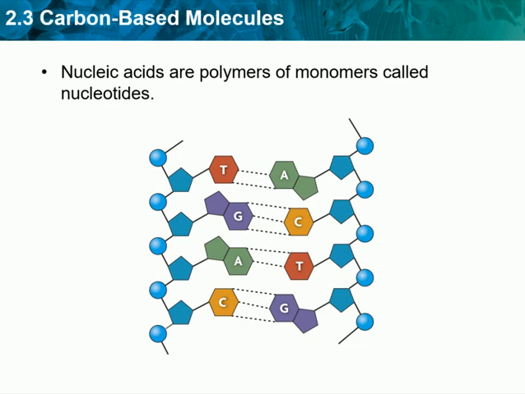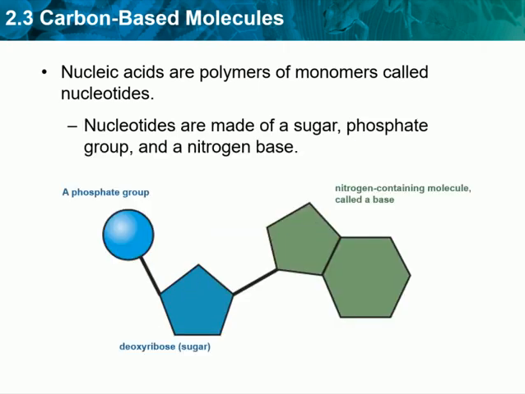Detailed instructions to build proteins are stored in extremely long carbon-based molecules called nucleic acids. Nucleic acids are polymers that are made up of monomers called nucleotides. A nucleotide is composed of a sugar, a phosphate group, and a nitrogen-containing molecule called a base. There are 2 general types of nucleic acids, DNA and RNA. Nucleic acids work together to make proteins.